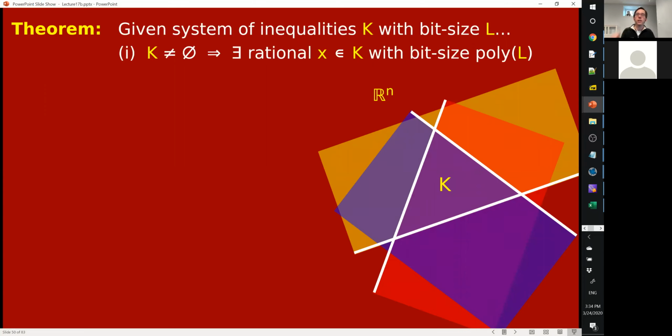Let me try to draw a picture here. This is R^n. Well, n is kind of like 2 on my slides, but it's R^n. And here we have three inequalities depicted, and their intersection is non-empty. It's this triangle K.